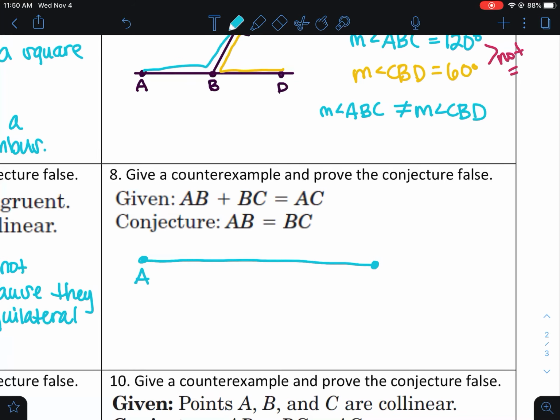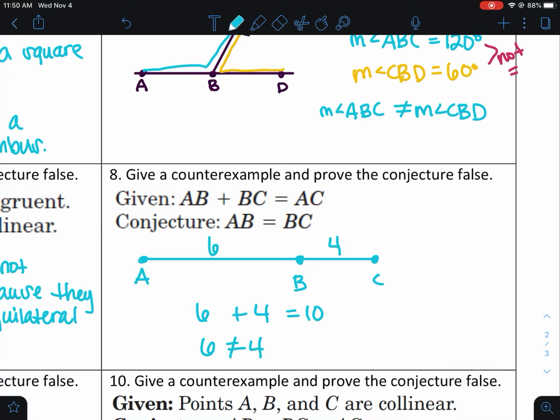All right, so let me doctor this up a little bit. Okay, so let's say that I put B here, and I say that, I'll just make up a number, 6, and then that's like 4. All right, so we would say, okay, well, AB is 6, BC is 4, AC is 10. However, AB, which is 6, does not equal BC, which is 4. So we have just proven that this is false by basically saying that AB does not equal BC.